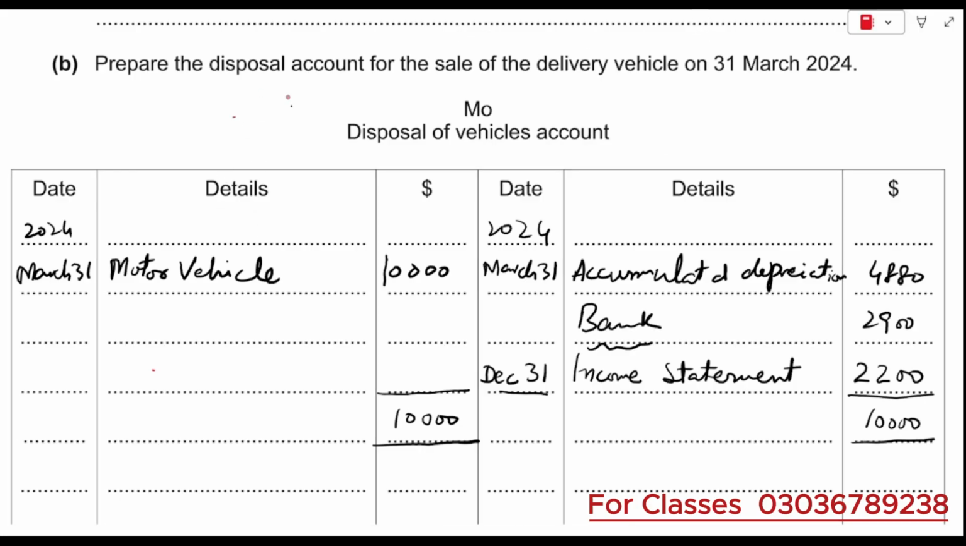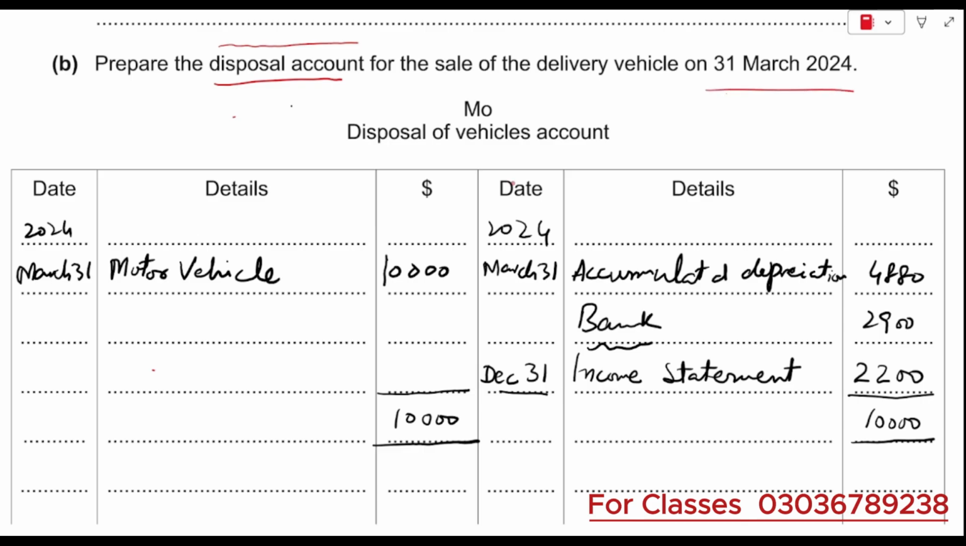Actually, the disposal account is a temporary account. It is created when we dispose of or sell off an asset, a non-current asset. At that time the disposal account is created, and then it gets finished automatically. When we work in this account, it does not contain any balance at the end. This disposal account is created when an asset is sold or disposed of, for the sale of the delivery vehicle on this date.